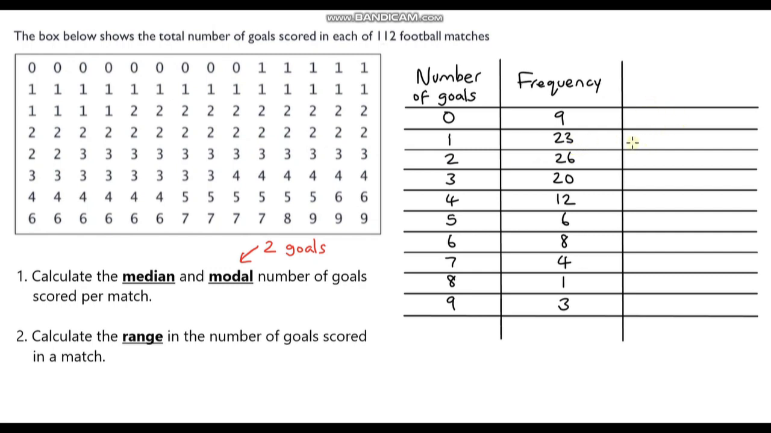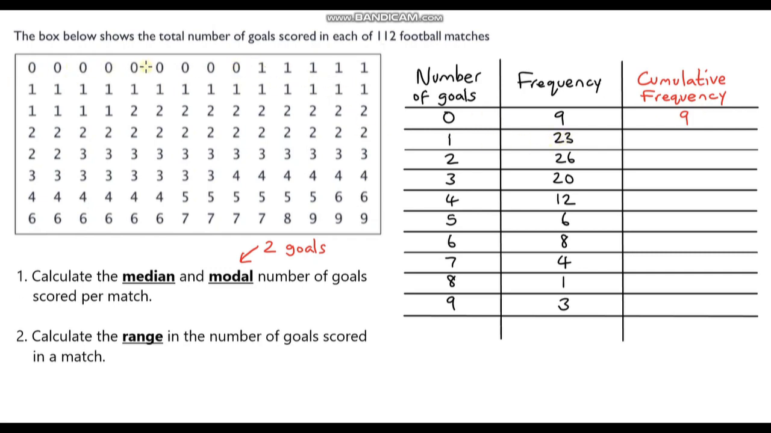And notice I've got another column here. Now, this final column that I'm going to fill in is going to be called cumulative frequency. Now, all cumulative frequency means is that we're adding up the frequencies as we go along. So if we start at 0, you can see that there are 9 zeros. So we're starting off at 9. Now we've got another 23 ones.